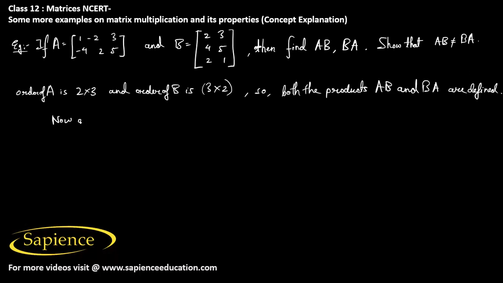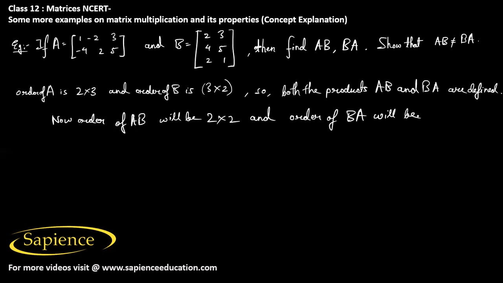So now the order of the matrix AB will be 2 cross 2, and the order of the matrix BA will be 3 cross 3. Why? For AB, we take the number of rows of A and the number of columns of B. And for BA, we take the number of rows of B and the number of columns of A, so it should be 3 cross 3. Since their orders are not the same, obviously they will not be equal.